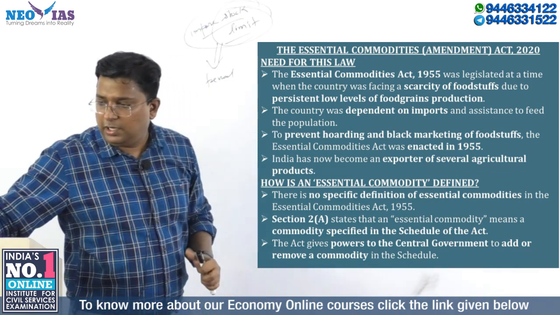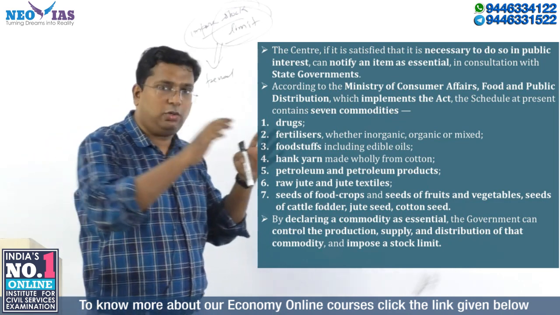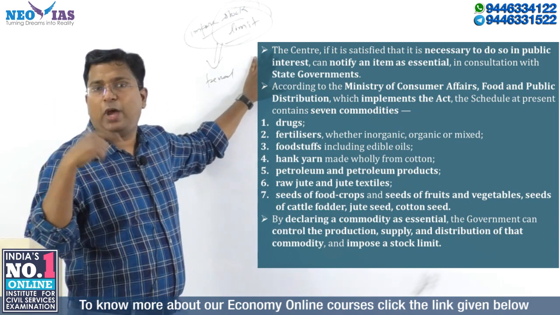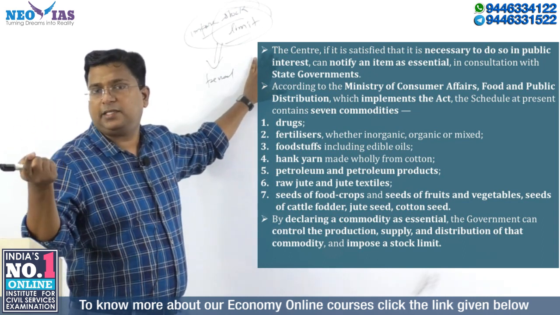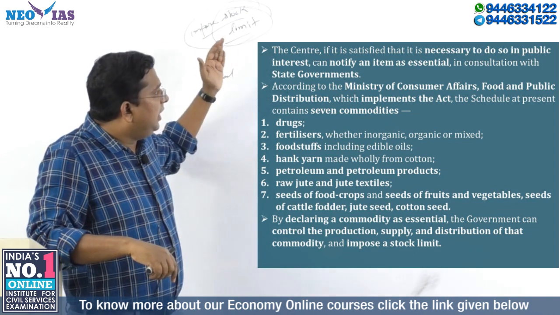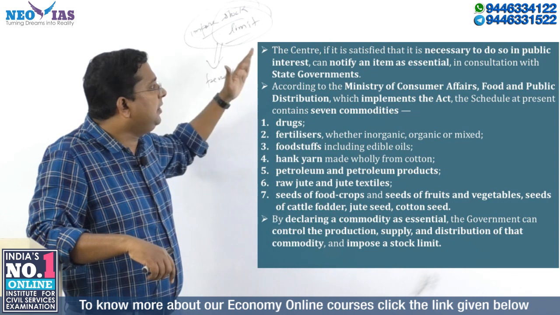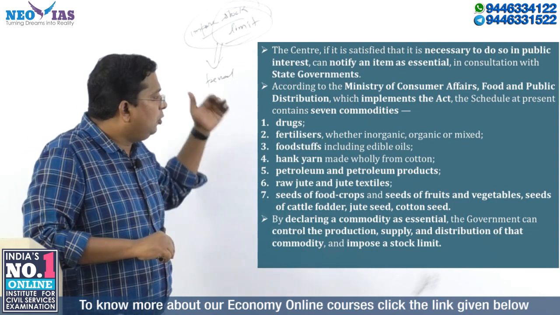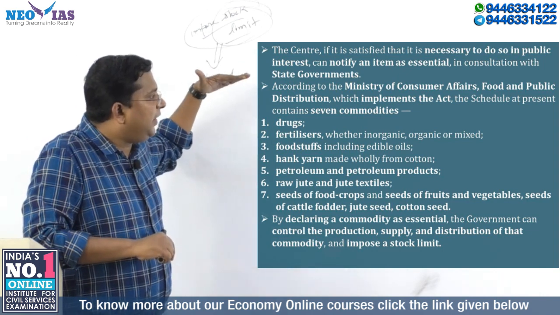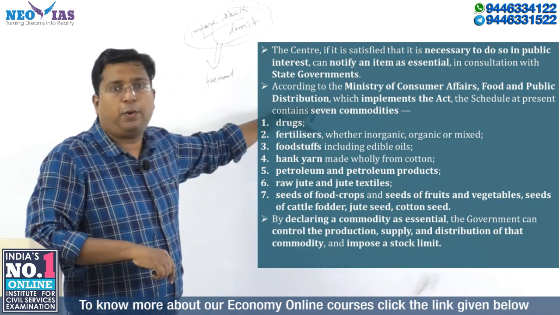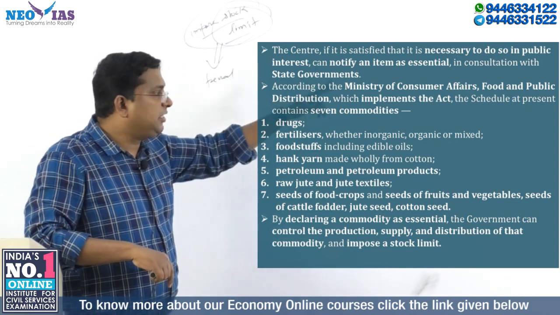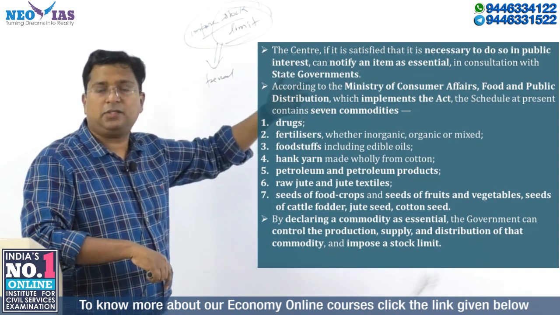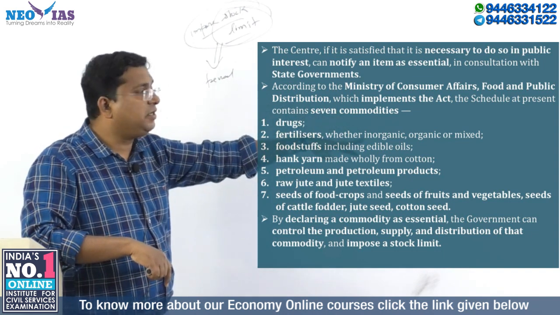Okay. So be very clear, these points will be very helpful for you. The centre has the power to add or remove an item from this essential commodity list. If it is satisfied that it is in the public interest, it can notify an item as essential in consultation with the state government. Now, again a prelims point: the Ministry of Consumer Affairs, Food and Public Distribution is the ministry which implements this law. They can ask which ministry implements this Essential Commodities Act. It is the Ministry of Consumer Affairs, Food and Public Distribution.